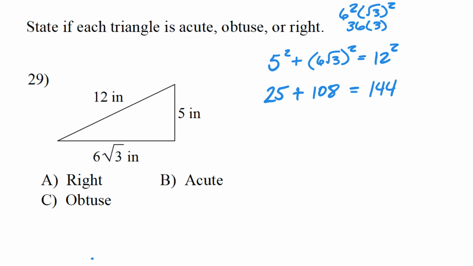25 plus 108 is 133. So the small guy's lost. Remember, when the big guy wins, what we have is an obtuse triangle. So this one, man, that looked like a right angle. That's why we don't go based on a visual analysis. Make sure we give a mathematical justification.